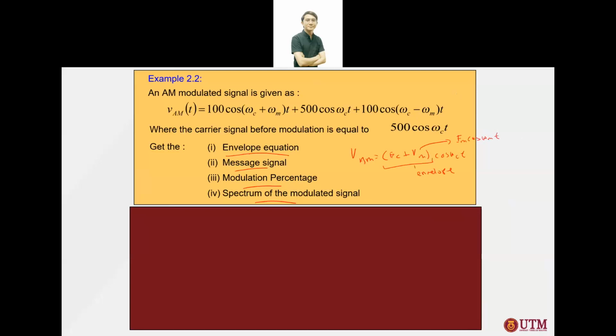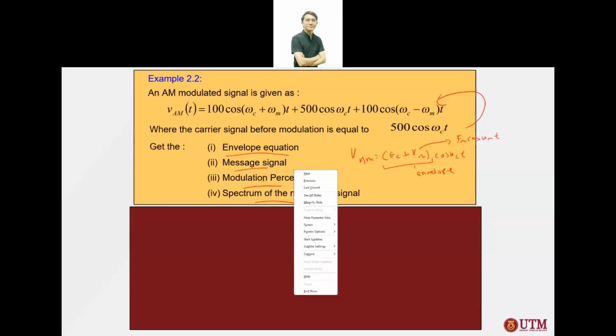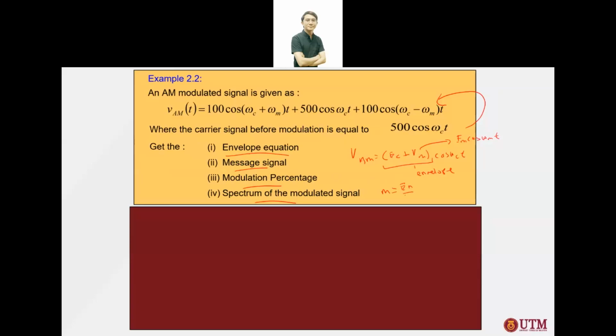In this question they are not factorized yet, because they want us to find what the envelope is, and then what the message signal is. Message signal is easy, it is omega m. And then the modulation percentage, M, is EM over EC. This one is in terms of percentage; otherwise you get it in terms of ratio.